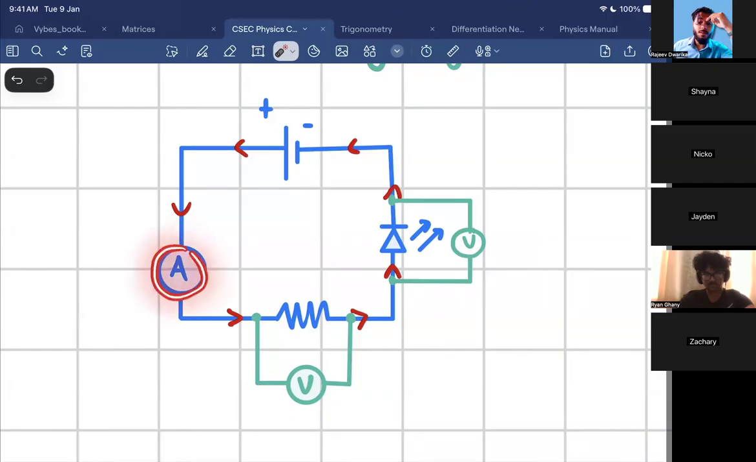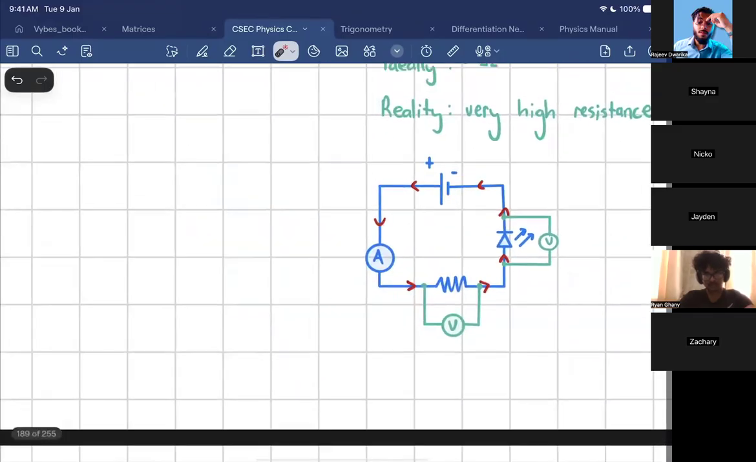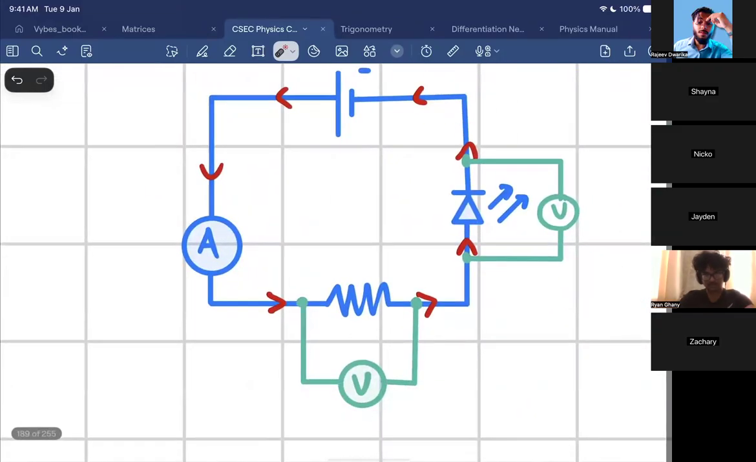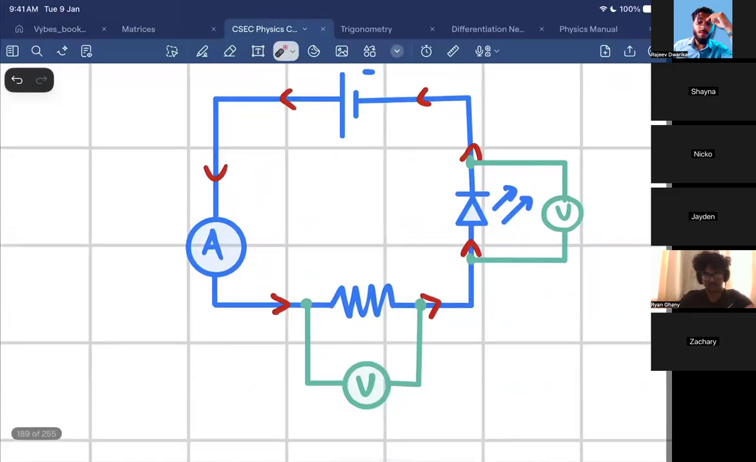So let me make sure I understand this. You hook up an ammeter in the circuit. How would you hook up an ammeter to measure current? Series. Ryan, Jaden, Nikolai, Shina, you all understand that, right? You hook up an ammeter in series. Do you want the ammeter to affect the properties of the circuit? No, you do not want that. So do you think the ammeter should have a high resistance or a low resistance?